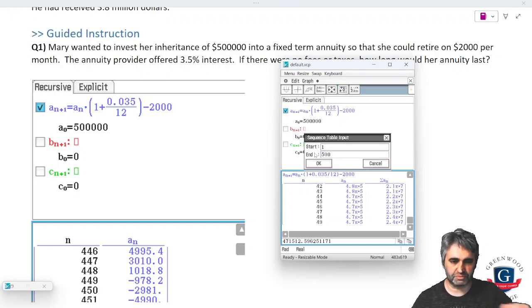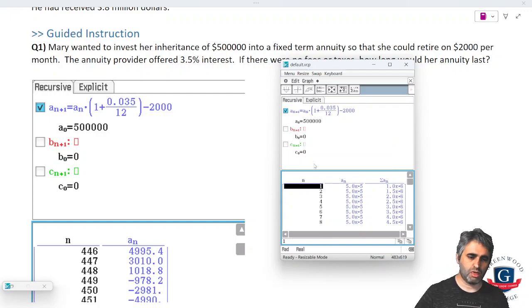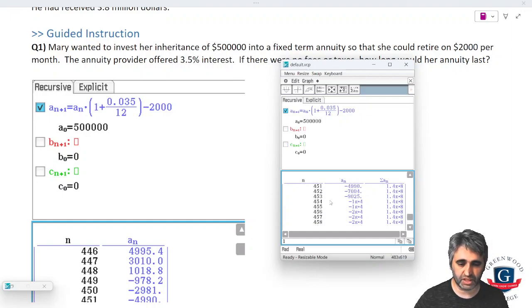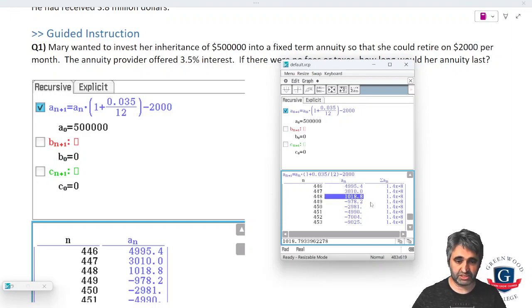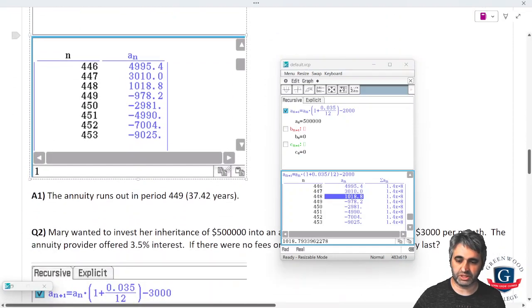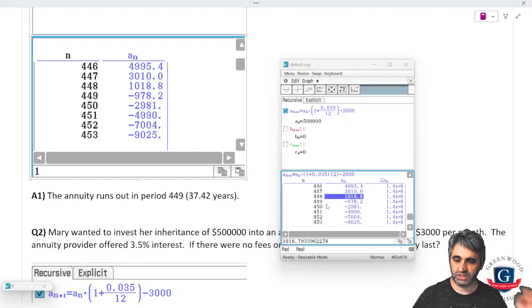Say 500. Oh dear. All the way down. Oh, run out of money. Let's go up a bit. Oh, here. So 448 is the last full $2,000 that she can take out. So go down here a bit. She'll run out in period 449. 37.42 years, divide 448 by 12.